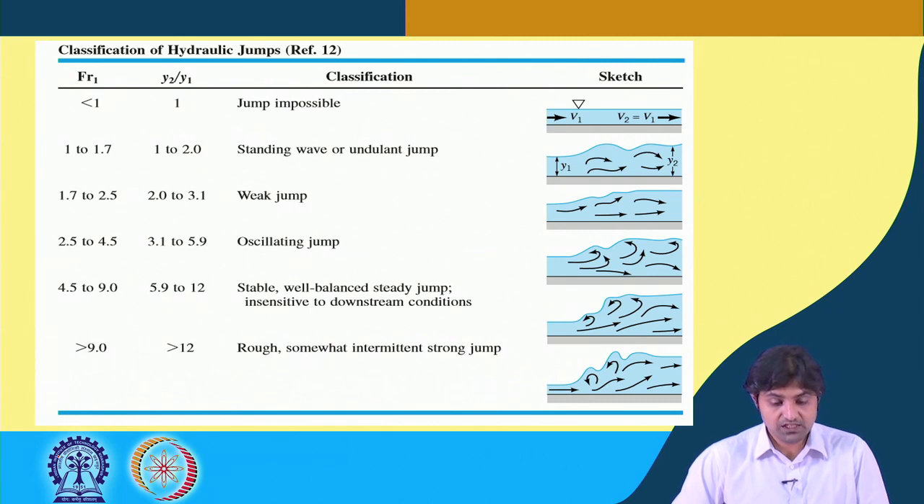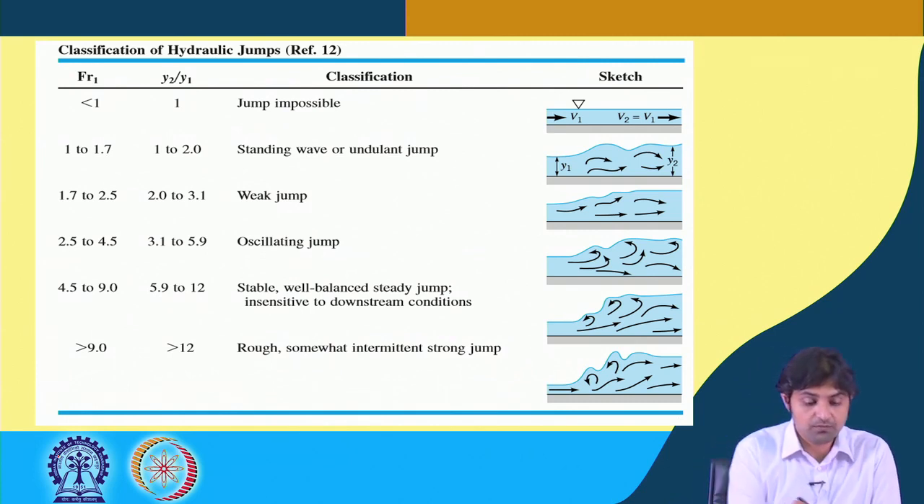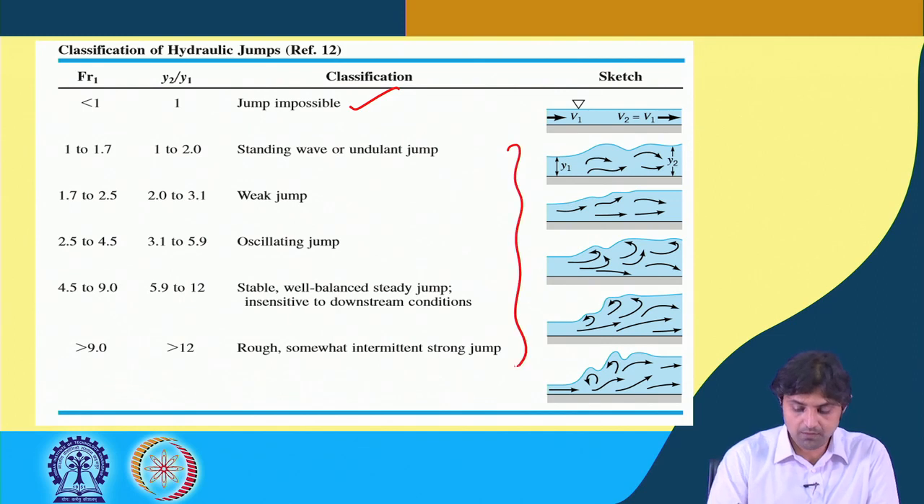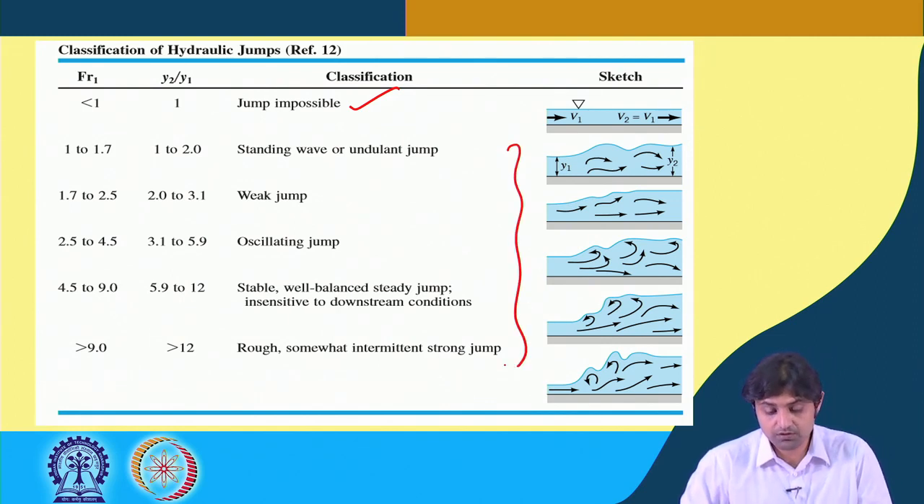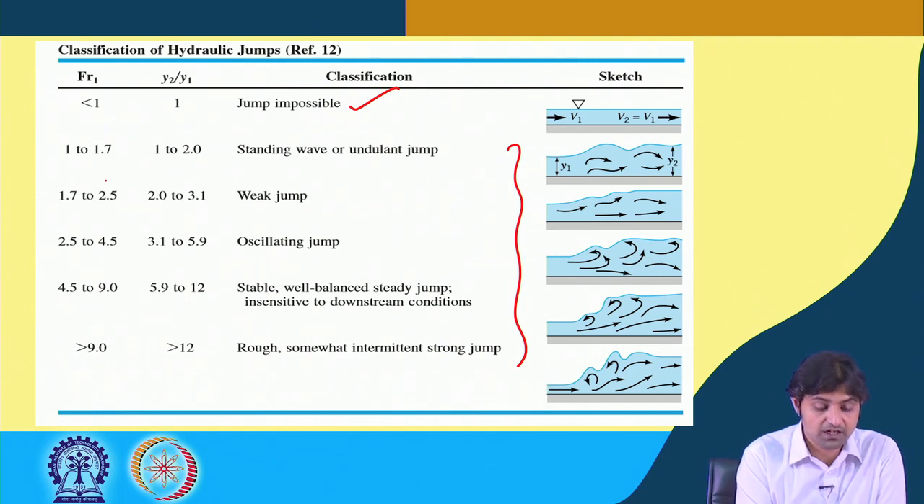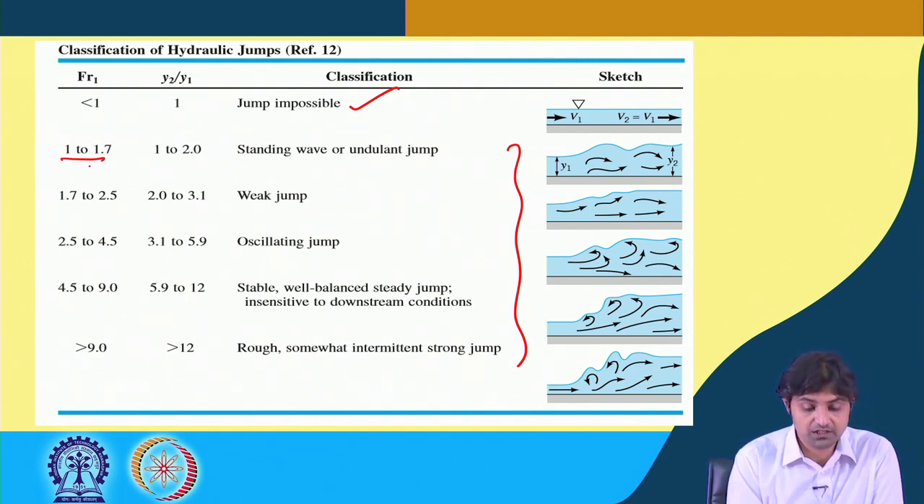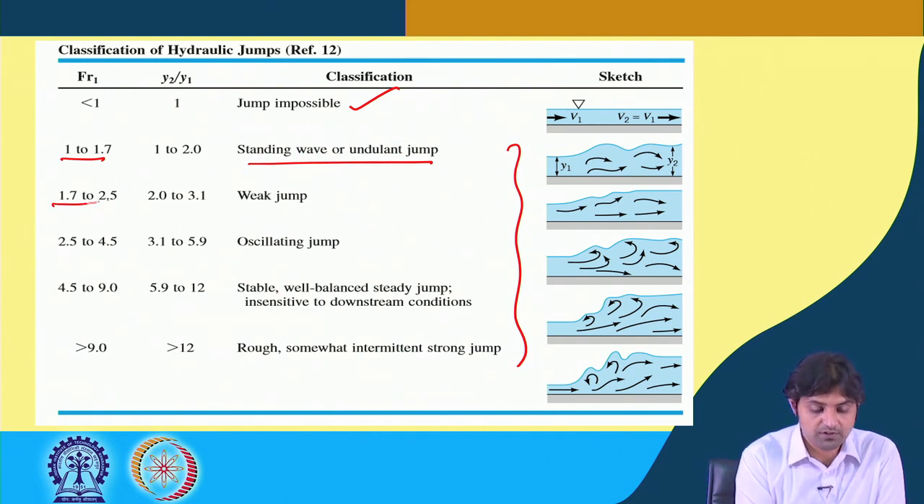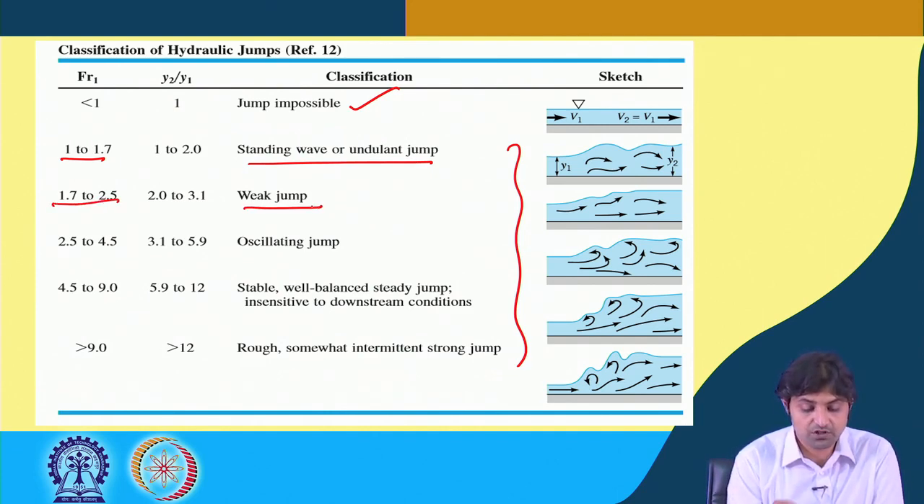So, these are the classification. If the Froude number is less than 1, y2 by y1 is equal to 1, so a jump is impossible. You should not worry about this much at the undergraduate level, but for your information, if the Froude number at upstream is 1 to 1.7, it is a standing wave or undular jump. If it is between 1.7 and 2.5, it is called a weak jump.